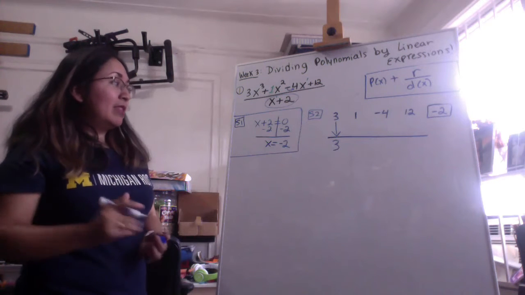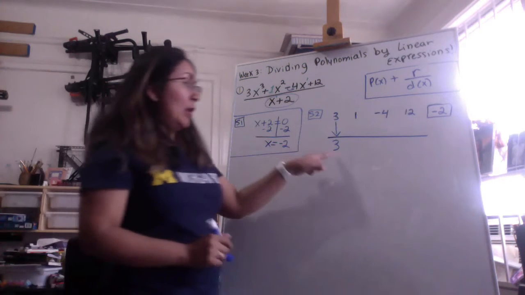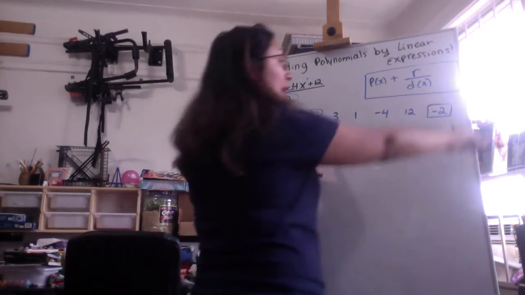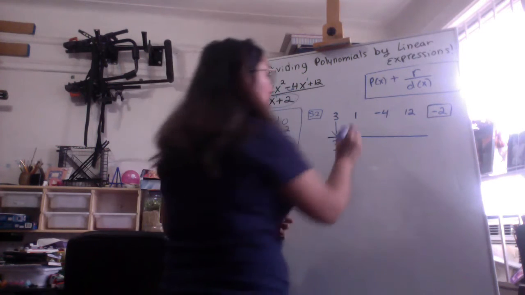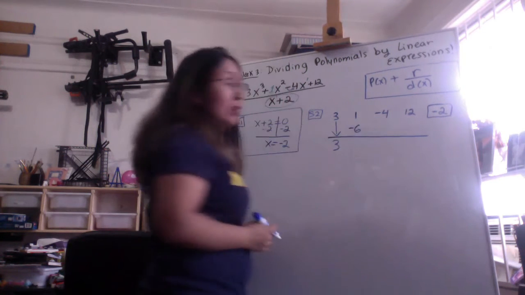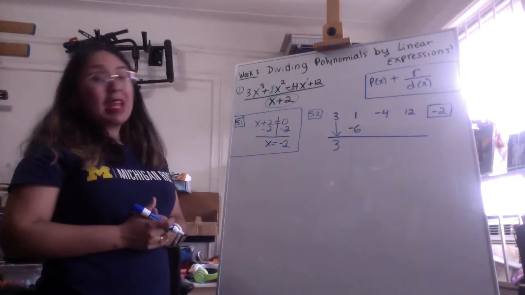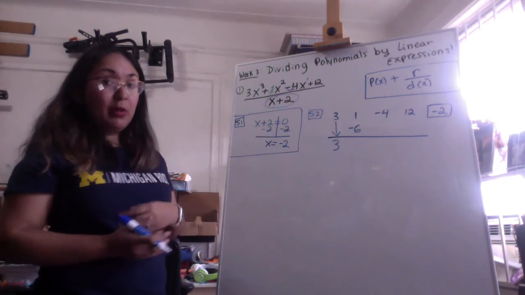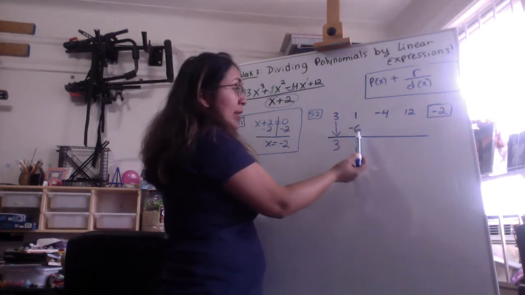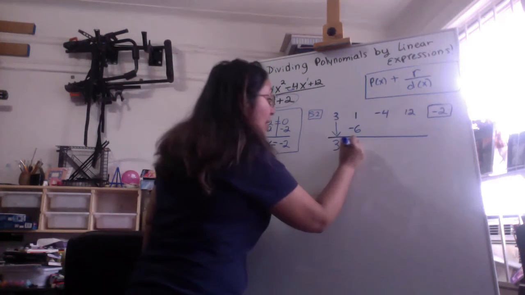Then you're going to take that number that you brought down past the line, and you're going to multiply it by the number in the box. 3 times negative 2 is negative 6, and that's what I put here underneath the next number. Then I'm going to combine like terms. I'm going to add the numbers and bring them down below the line. So 1 plus negative 6 gives me negative 5.